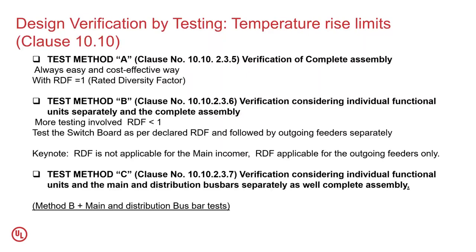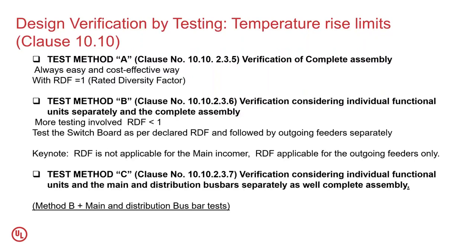And test method B refers to clause 10.10.2.3.6, verification considering individual units separately and the complete assembly. The problem here is when you declare a rated diversity factor less than 1, then we need to test the full assembly with the diversity factor, followed by the outgoing feeders separately with the rated current. This means many tests will happen when you choose a rated diversity factor below 1. Please note this, my dear friends: rated diversity factor is not applicable to the main incomer. It's only for the outgoing feeders.